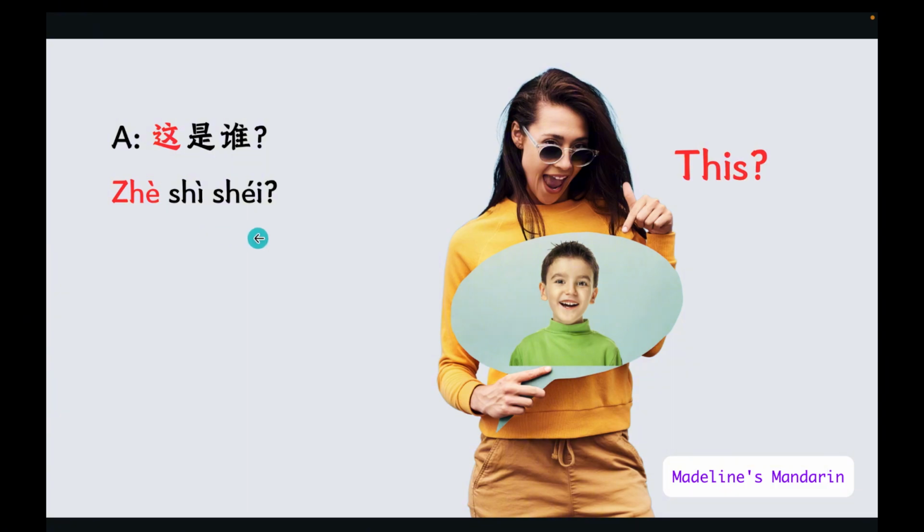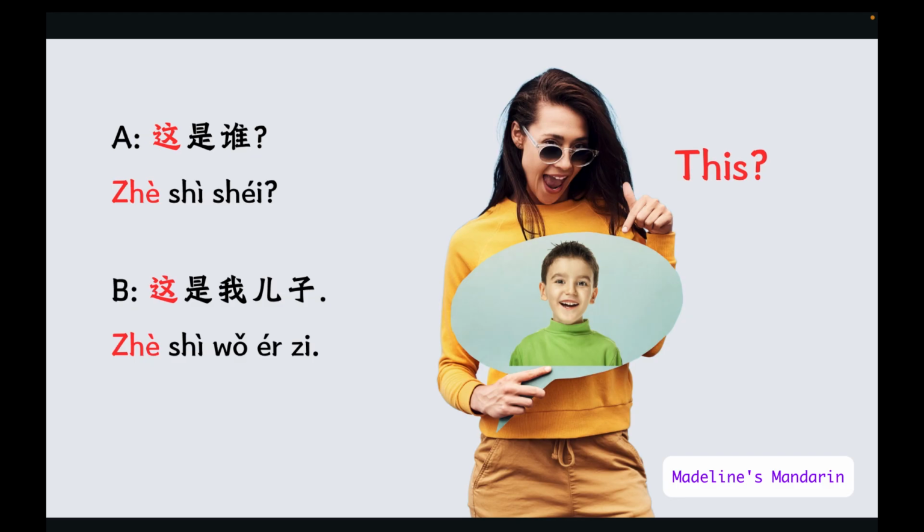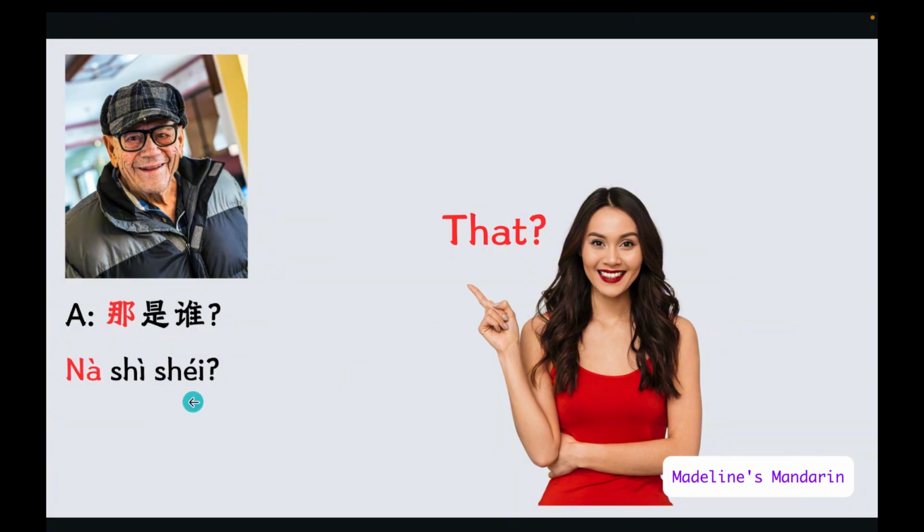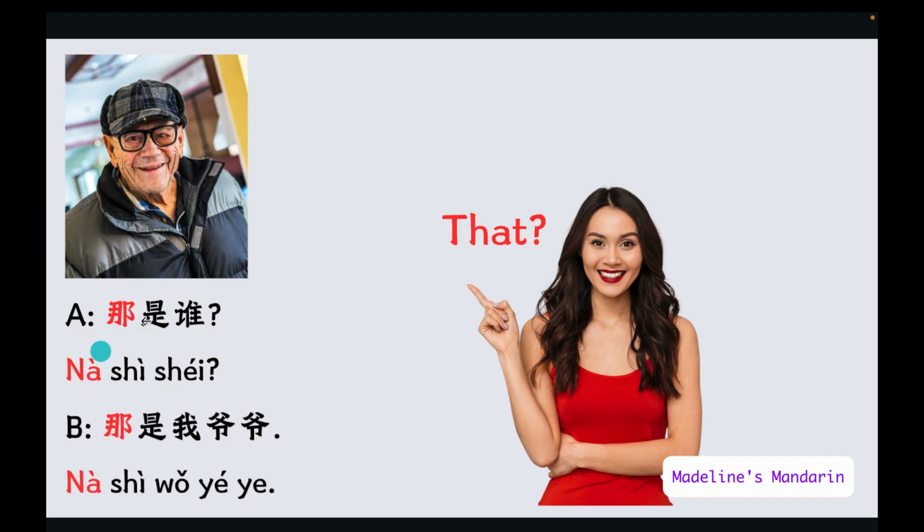这是谁? Who is this? How to answer this question? You say, 这是我儿子. This is my son. 这 means this. Now look at this picture. She is pointing at that. And then she wants to know, who is that? 那是谁? And how to answer this question? For example, 那是我爷爷. 那 means that.